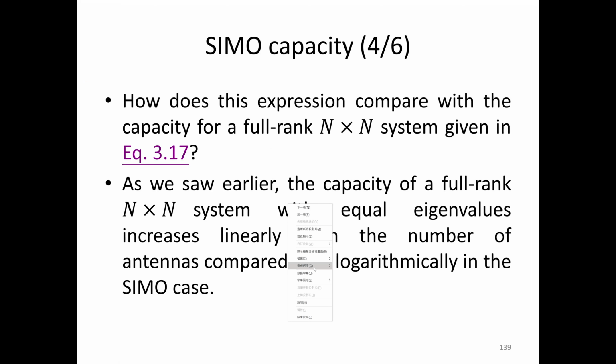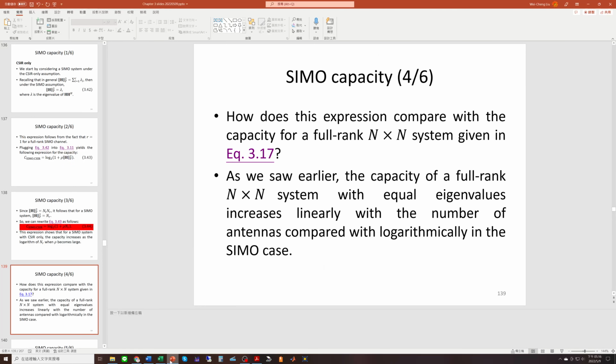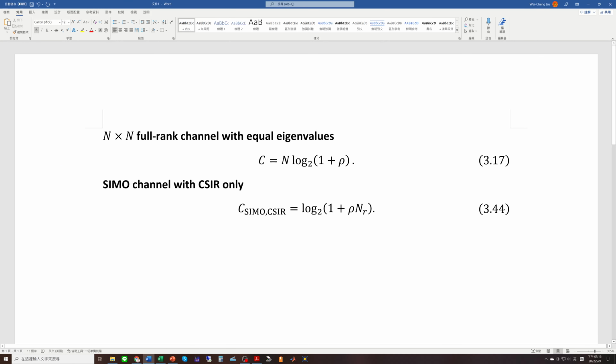So let us go back to the slides. This is compared with logarithmically in the SIMO case. In the SIMO channel with CSIR only, we can see that the capacity increases with log NR, where NR is the number of receive antennas. So this one is the linear relation, and this one is the log relation.